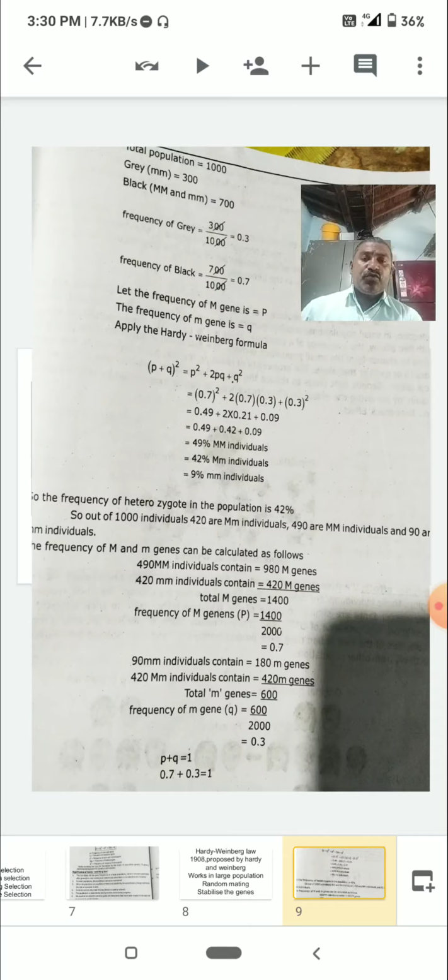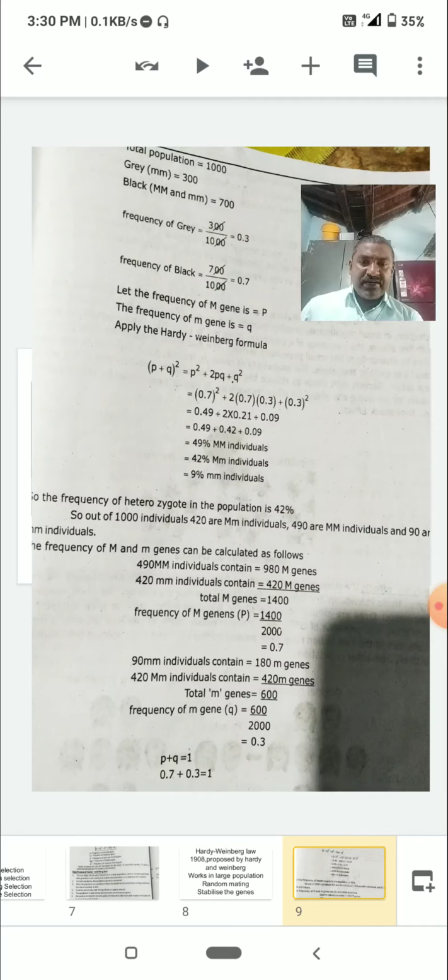So, 0.49 is equal to 49%, that is capital M capital M individuals, nothing but homozygous dominant, and 42% capital M small m, that is heterozygous individuals, and 9% small m small m, those are called homozygous recessive individuals. The frequency of heterozygous zygotes in the population is 42%. The 42% heterozygous frequency is present and 49% homozygous frequency is present.